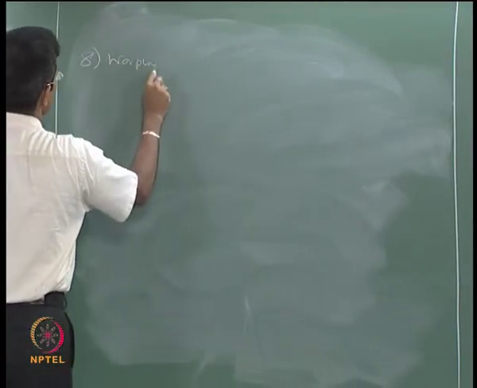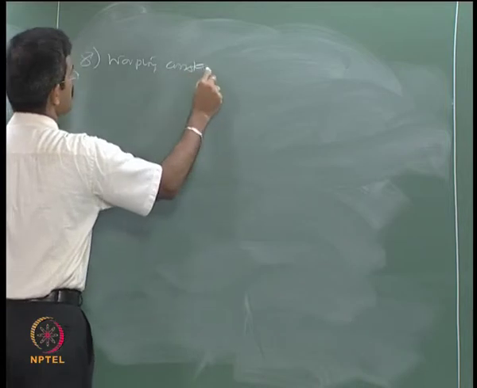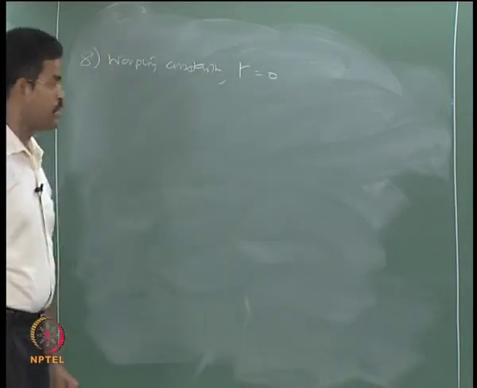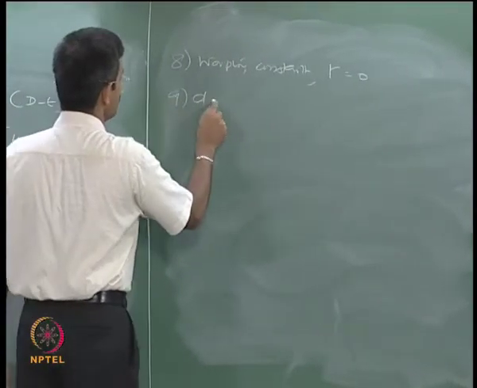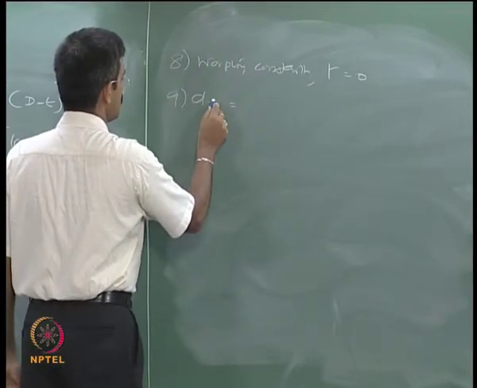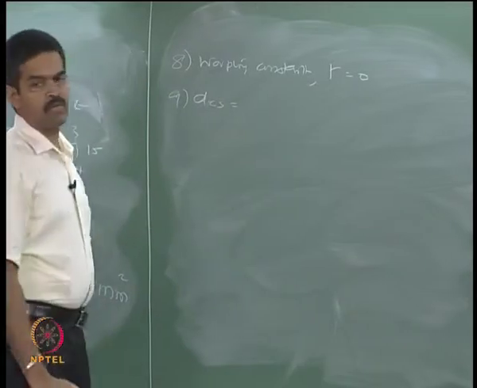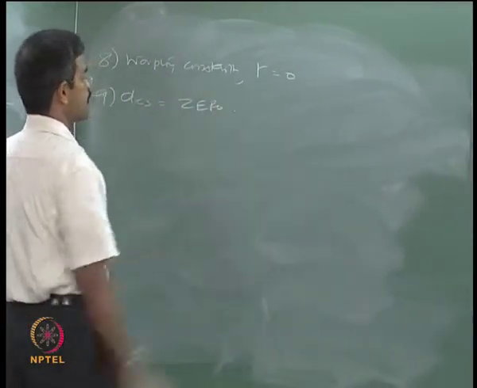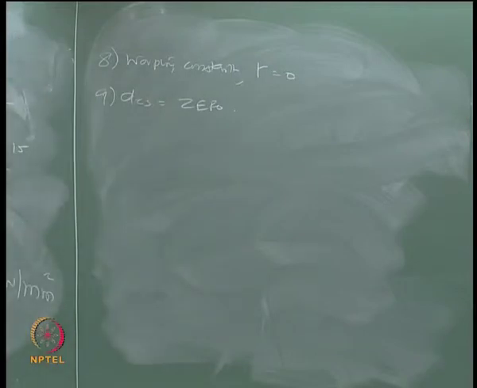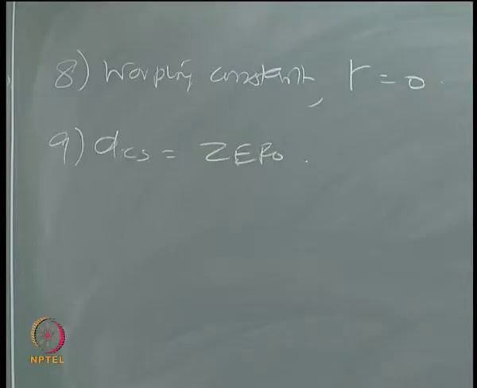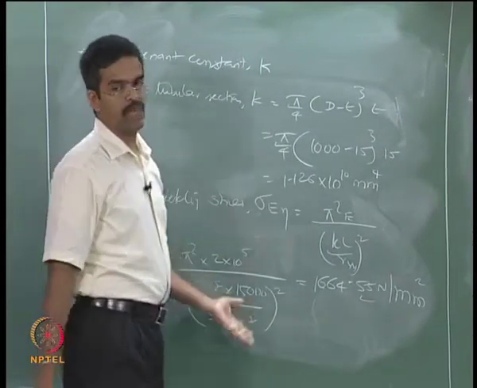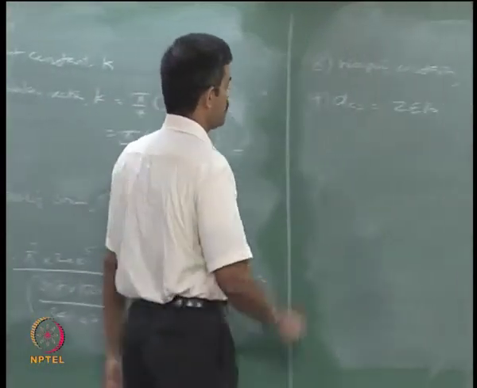Warping constant is 0 because the section is symmetric and circular, and DCS, the distance between the centroid and the shear center, is again 0 for the section being symmetric and circular. So, in step number 1 we compute all the basic parameters and derive certain equations and formulas. Depending upon the values I substitute them and get the basic values which are generally required for the design check.